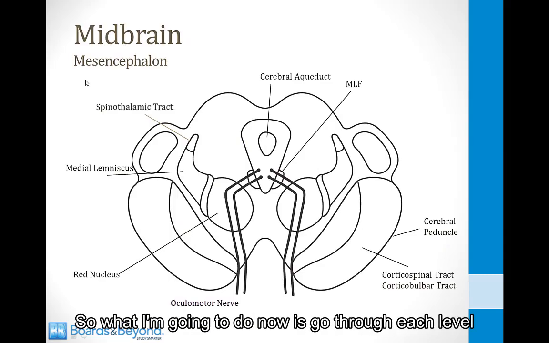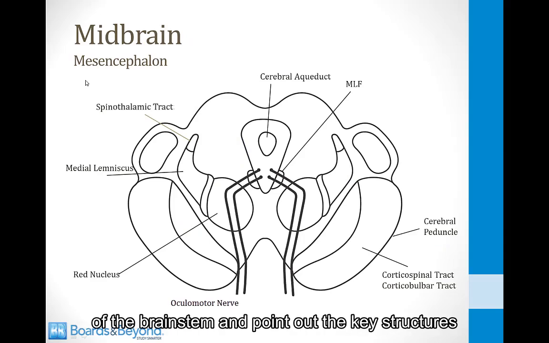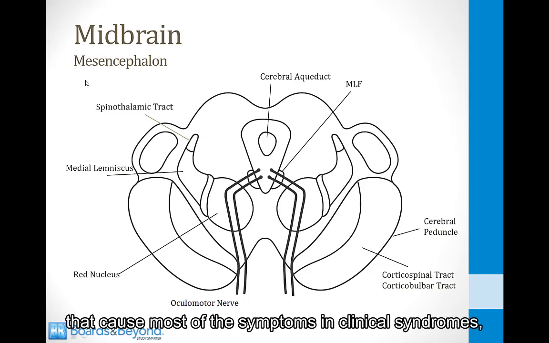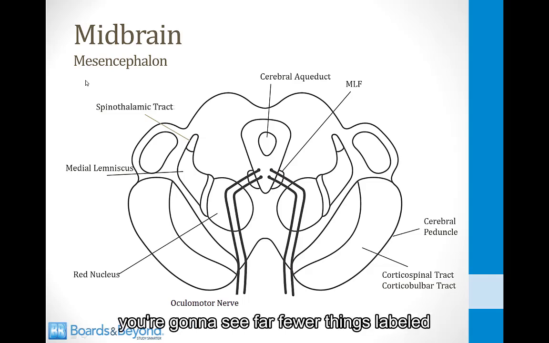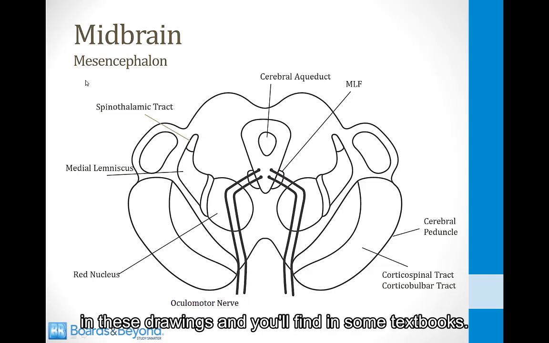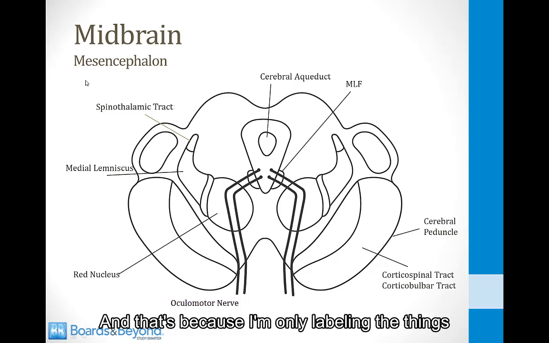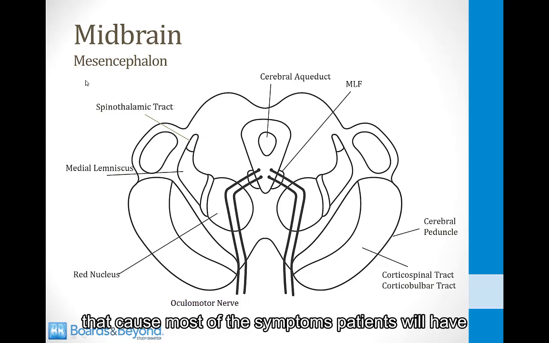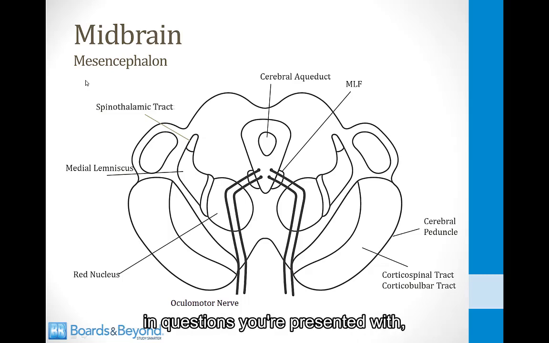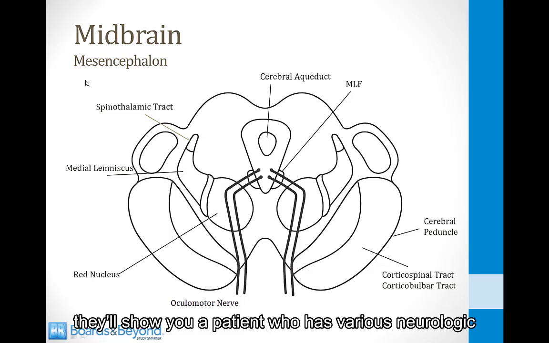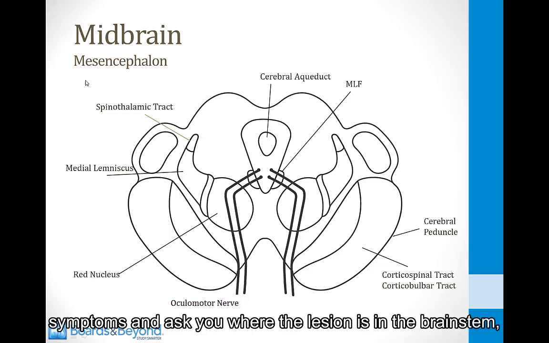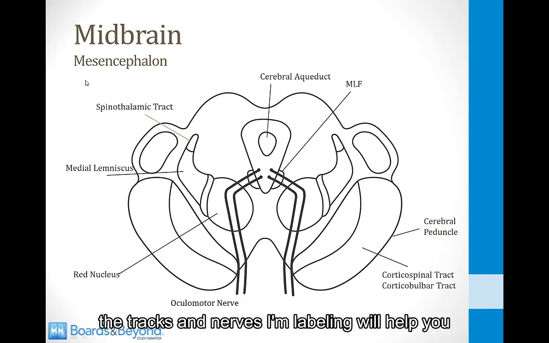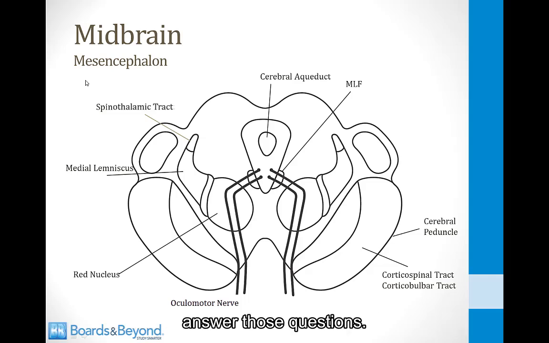So what I'm going to do now is go through each level of the brainstem and point out the key structures that cause most of the symptoms in clinical syndromes. You're going to see far fewer things labeled in these drawings than you'll find in some textbooks, and that's because I'm only labeling the things that cause most of the symptoms patients will have in questions you're presented with. They'll show you a patient who has various neurologic symptoms and ask you where the lesion is in the brainstem. The tracts and nerves I'm labeling will help you answer those questions.